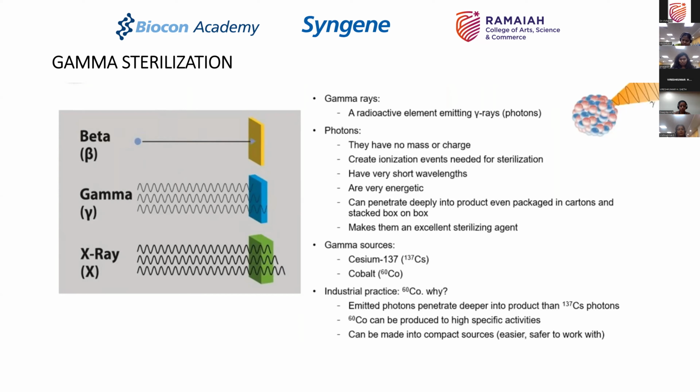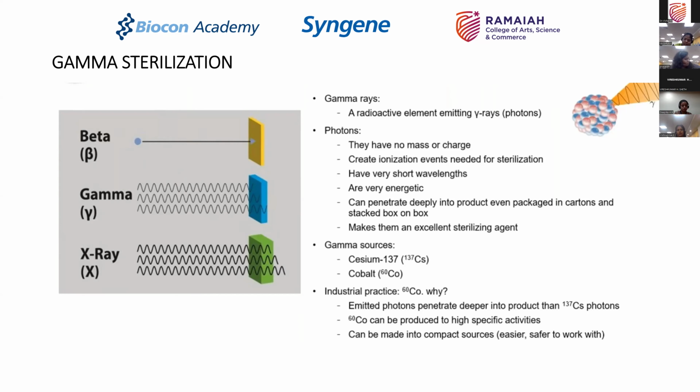So gamma radiation is therefore also used when you are doing packaged compounds and you have to sterilize them, because it gives you a good penetration through the surface of a carton itself.